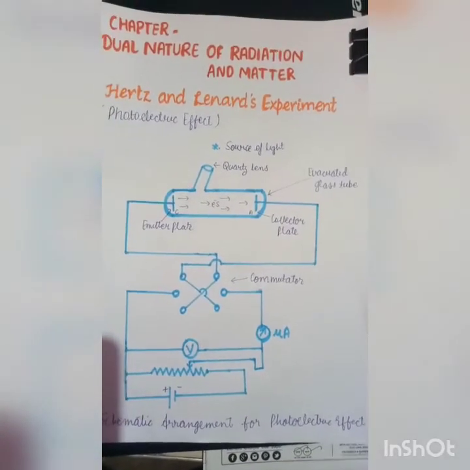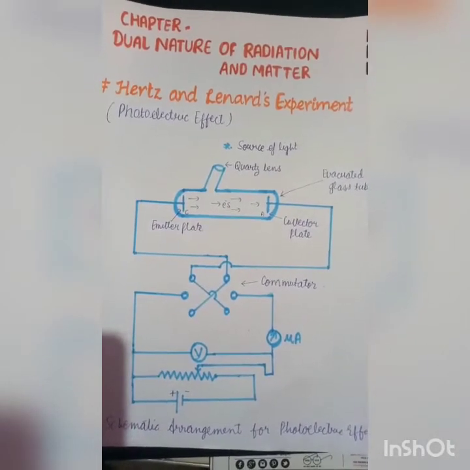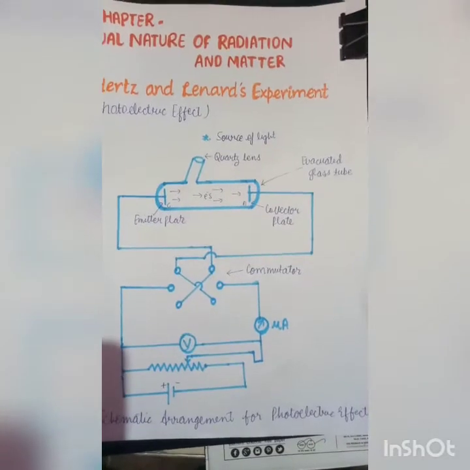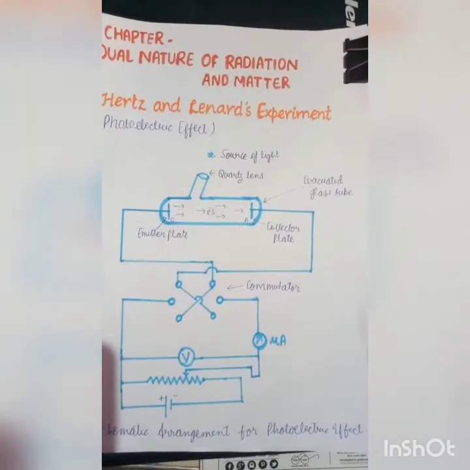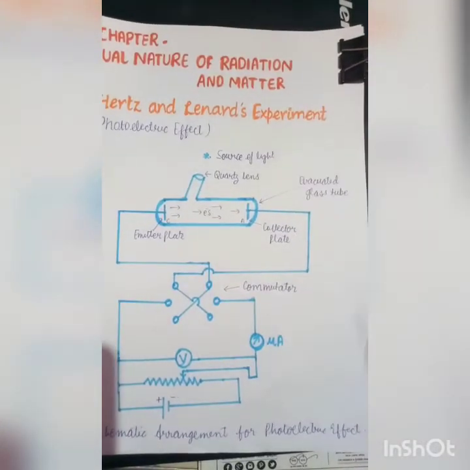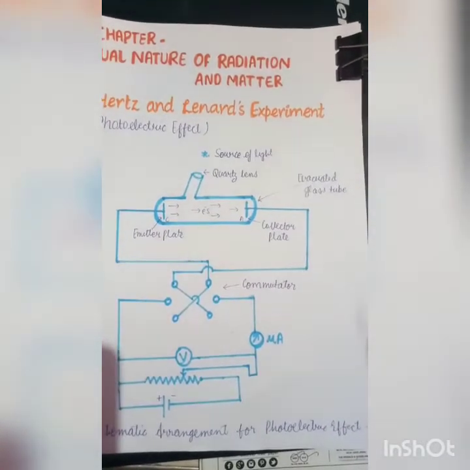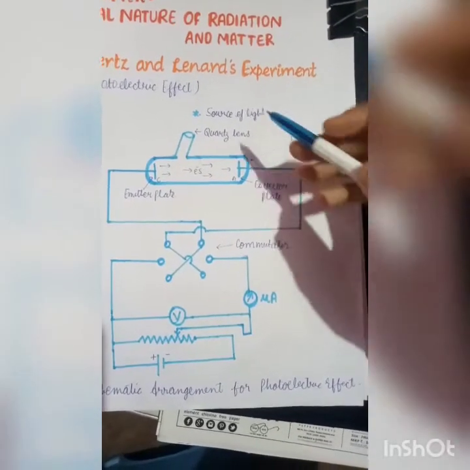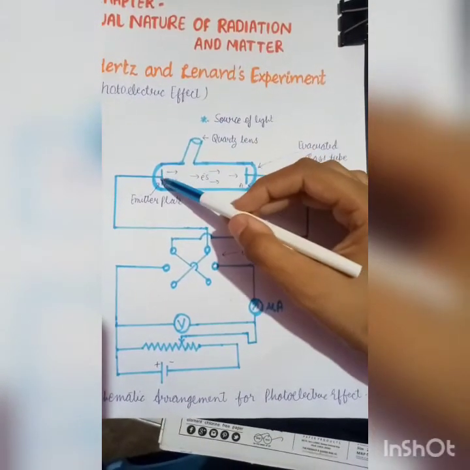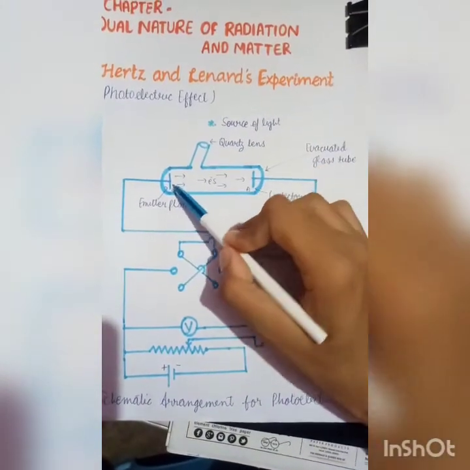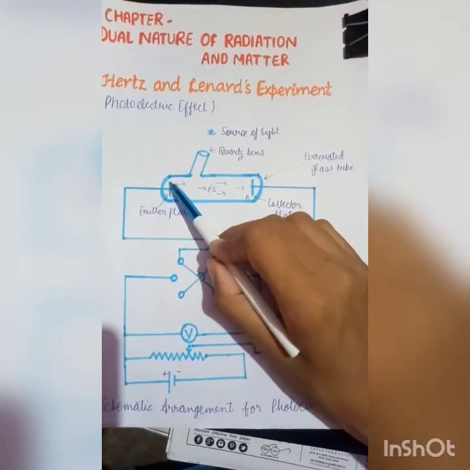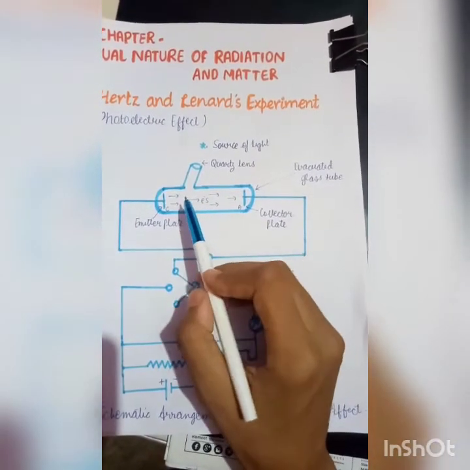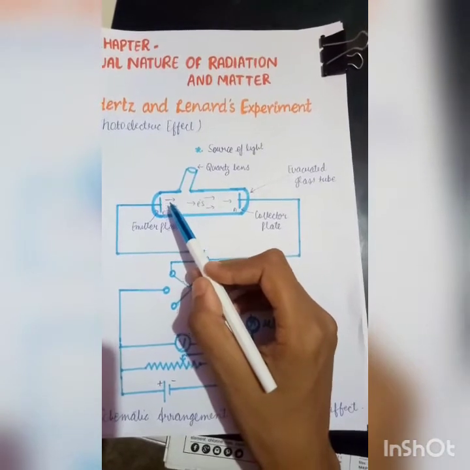Then Lenard comes into the picture. What were the observations by Lenard? Lenard observed that if radiations fall on the emitter plate of the glass tube, current starts flowing, which was later named photoelectric current. So the light from any source, when it falls on this cathode plate, excites the electrons on the upper surface, and when they get a sufficient amount of energy, they are emitted out.